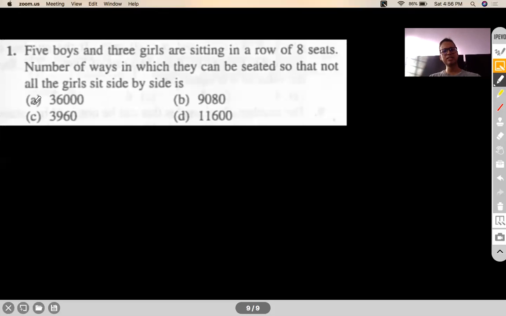Five boys and three girls are seated in a row of 8 seats. The number of ways in which they can be seated so that not all the girls sit side by side. Not all the girls sit side by side. That means few of them can sit side by side.